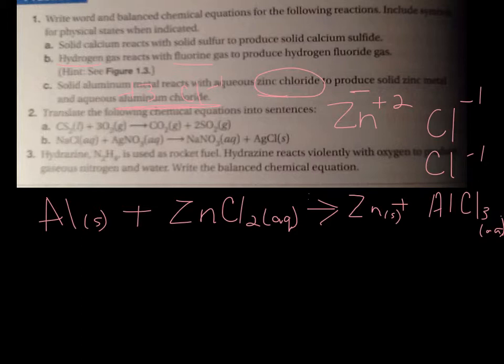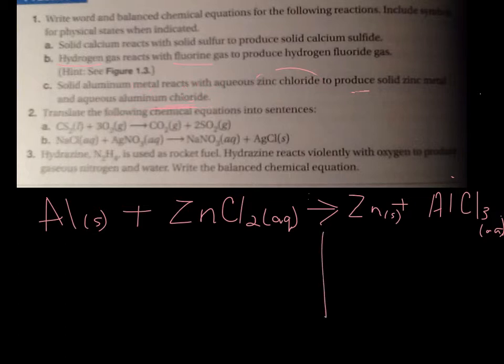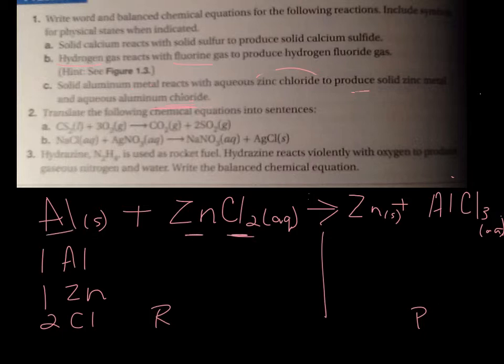From here, we need to assess whether it's balanced or not. So to see if it's balanced or not, we are going to count up the atoms on both sides and see how many we have. On the reactant side, so here's my reactants, here's my products, I have 1 aluminum. I have 1 zinc. I have 2 chlorine. So here's my 2 chlorine, 1 zinc, 1 aluminum.